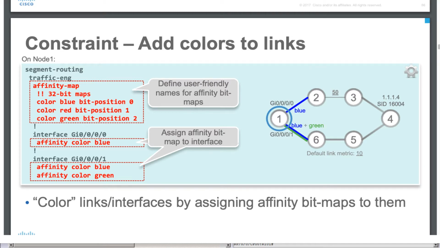So step 1, or task number 1, would be to simply go ahead and create an affinity bit map across all the routers in the topology. That is step number 1. And that affinity map needs to be the same on all the routers, because if my color X has a bit position of 1 on one router, and on the second router for the same color the bit position is different, that would have a different result in the policy.